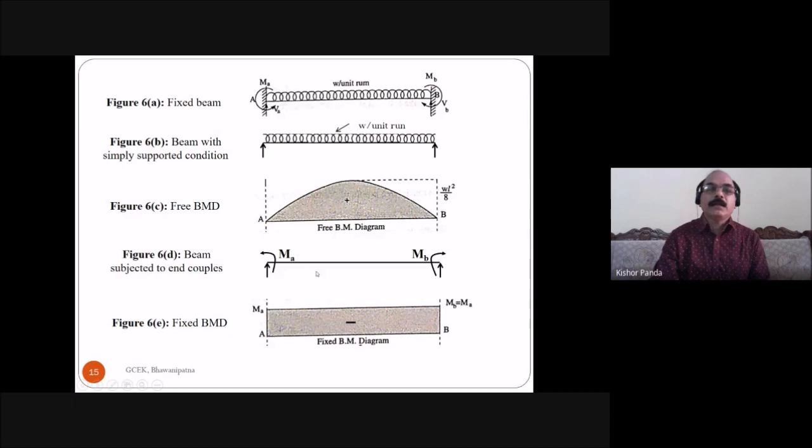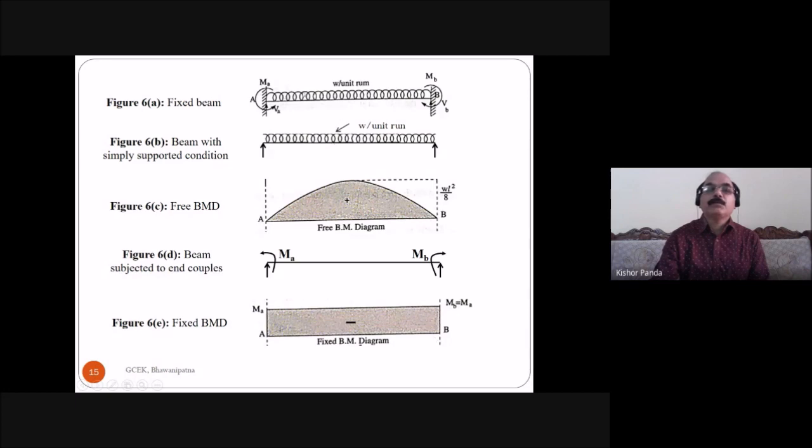Then the next step is you have to take the fixed condition, and you have to consider the fixed end moments MA and MB. Then by taking these moments, you have to draw the fixed bending moment diagram. But you don't know what the moment is. You have to take one arbitrary ordinate MA, but in this case MA is equal to MB, because due to symmetrical loading, you will get the same moment at both ends. That's why you have to take this as a rectangle.